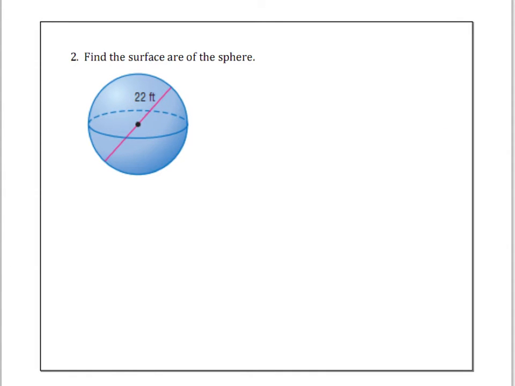I wanted to point out in number 2 that 22 is not the radius. When they draw the entire diameter in, that means the diameter is 22, which means the radius will be 11. So if you wanted to find the surface area of this one, it's going to be 4 pi 11 squared. Go ahead and type that in.